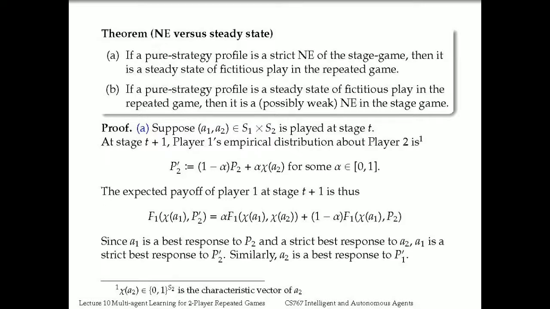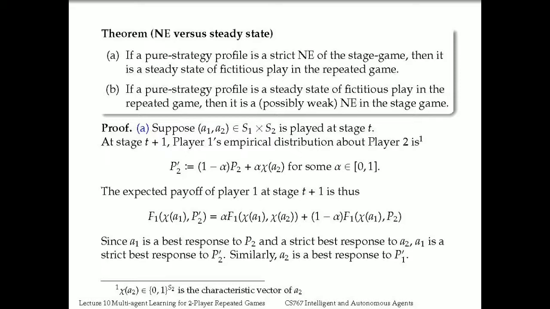When we want to update the belief P2, we take 1 minus some small value alpha, which is between 0 and 1. In particular, in this case, alpha should be 1 over t, but I'm just writing it as alpha. So it's 1 minus alpha times P2, which is the original belief, plus alpha times gamma times chi of A2. This is how we update the belief, and you can see that the new belief is a linear combination of P2 and the action A2.